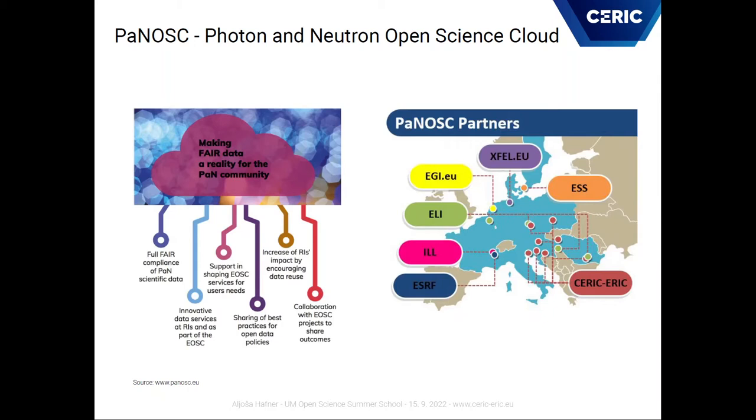The participants are the following. So CERIC, ESRF, the Europe's world's biggest synchrotron, ILL, world's biggest neutron source, ELI, it's a new kind of ERIC, new institute, located in Romania and Hungary. It's a laser source. Then we have EGI. This is the computing infrastructure in Europe. And finally, we have the XFEL, free electron laser, and ESS, the future big neutron source, right?